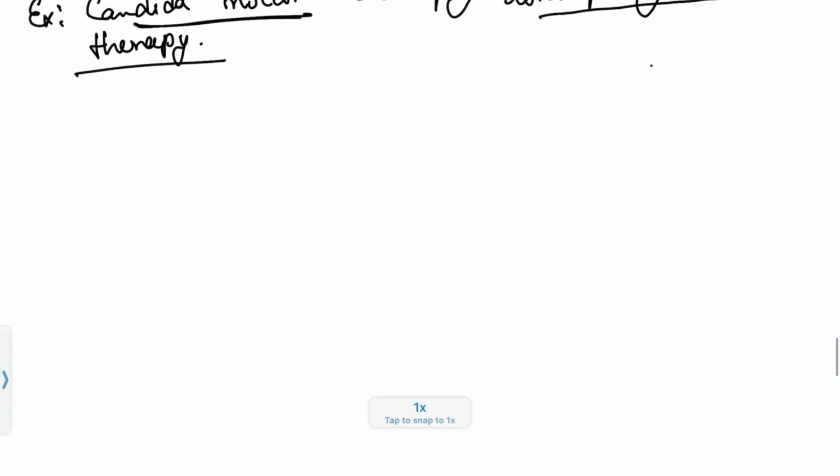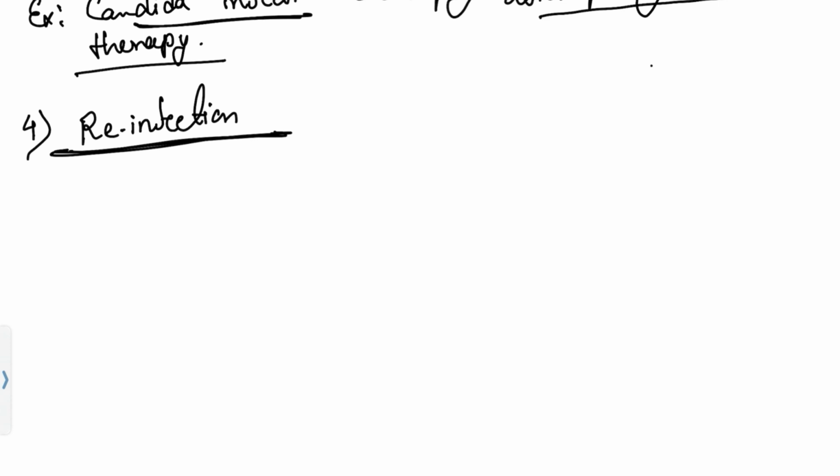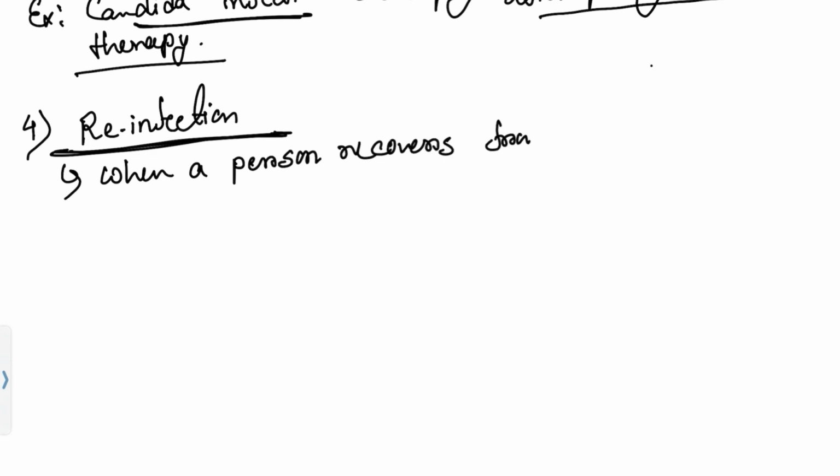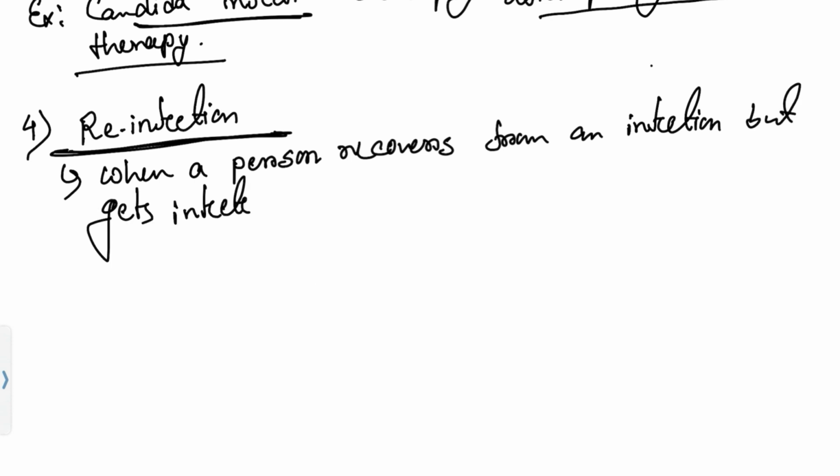I hope it's clear. Now coming to the fourth infection, that is reinfection. Reinfection, in that name itself you can understand, means repeating. So what is the definition? When a person recovers from an infection, has already recovered, but gets infected again by the same organism.